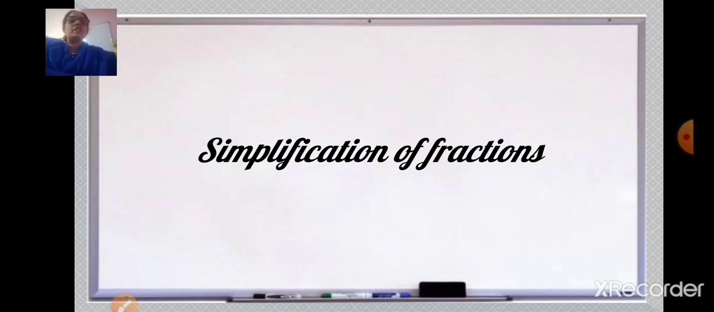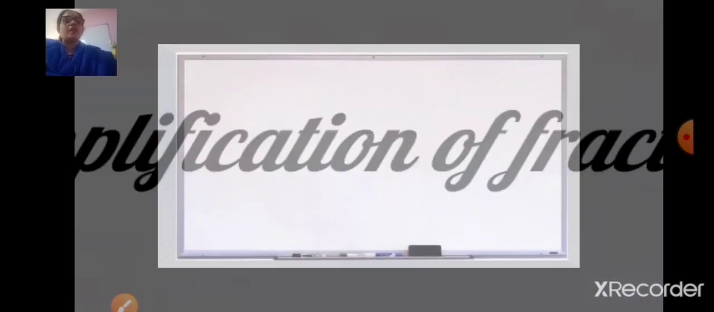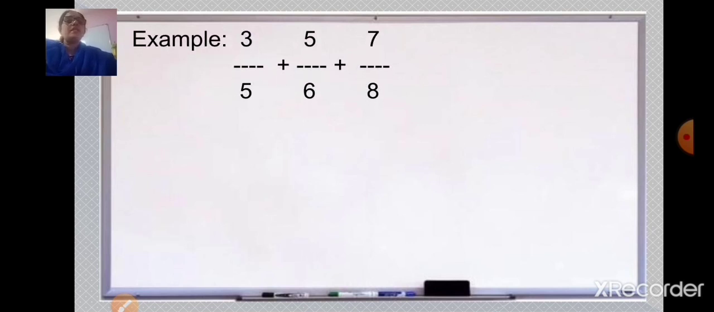Now coming to the simplification of fractions. Now children, you have already learned how to add and subtract two fractions. Now let us learn how to add and subtract more than two fractions together, which is called simplification of fractions. Now here is an example for you.